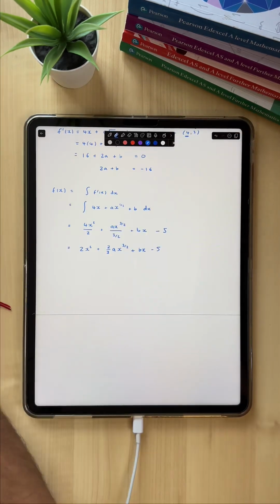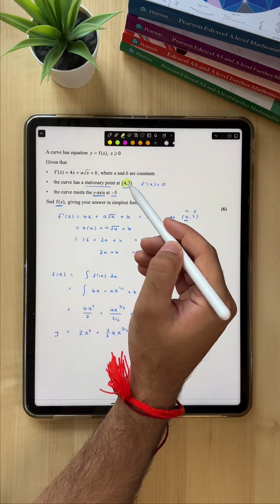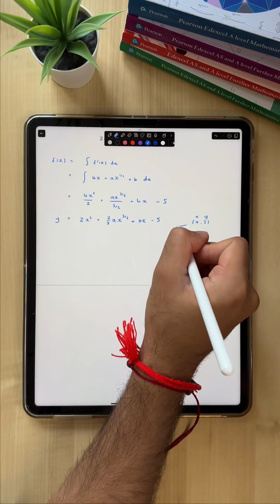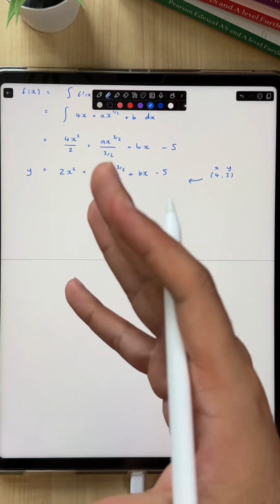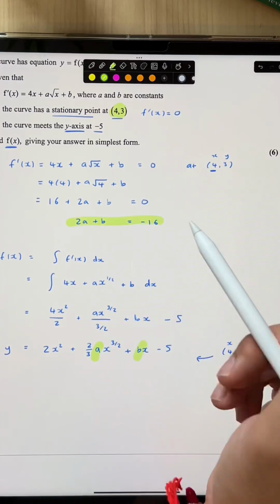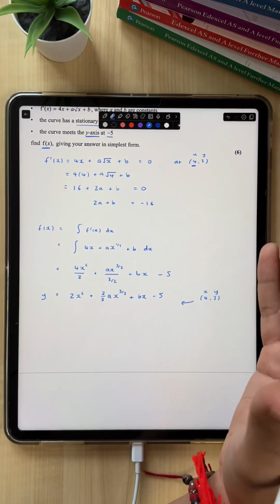But of course we need to figure out what a and b are. So this is essentially our curve. Let's just remember early in the question they actually gave us a point that was on the curve, a coordinate of 4, 3, which means we can sub this x and y into our equation, which would be valid because the point is on the curve, and we'll be left with an equation with an a and b in it, and we already have another one of those which we can use for simultaneous equations to find out what a and b are, which would give us our final result.